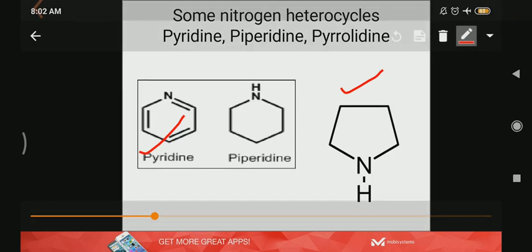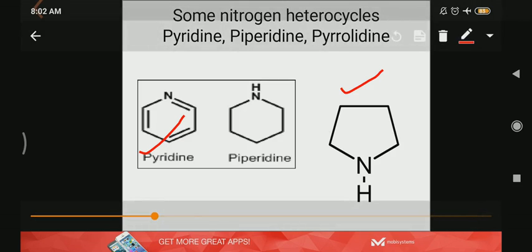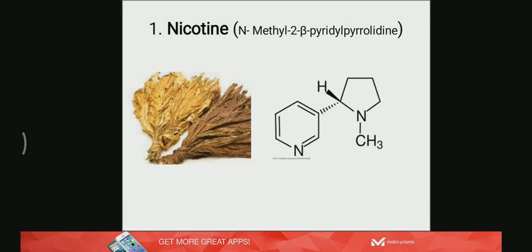So we will now move on to various examples. The first one is nicotine, the notorious nicotine, which is present in tobacco leaves. Nicotine is the common name and its systematic name is N-methyl-2-beta-pyridyl pyrrolidine. So basically it is a pyrrolidine alkaloid.